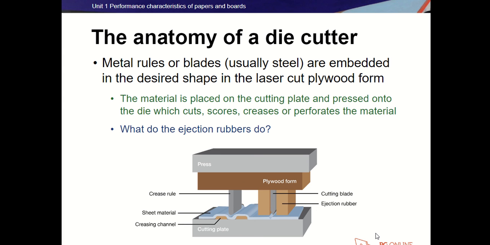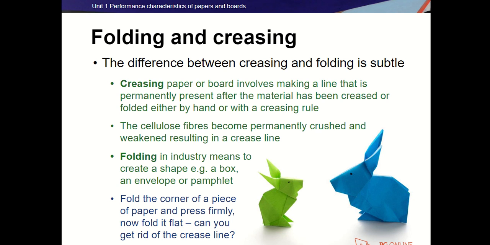It's basically pressing different bits of metal, whether it's sharp or kind of blunt, to create those creases or cuts or folds. So folding and creasing is a very similar way of putting a mark into origami. These little rabbits have been folded and creased. But folding is made to create a box.